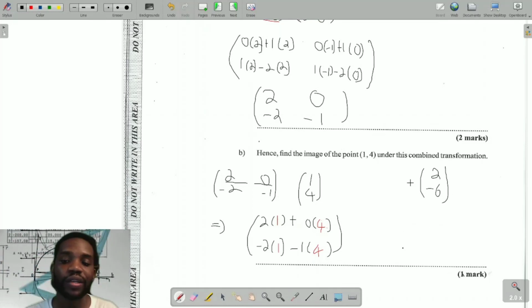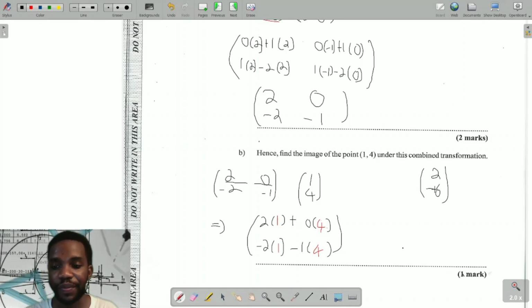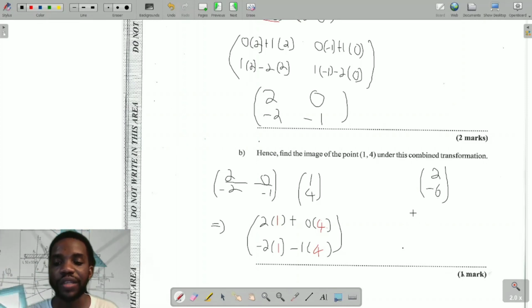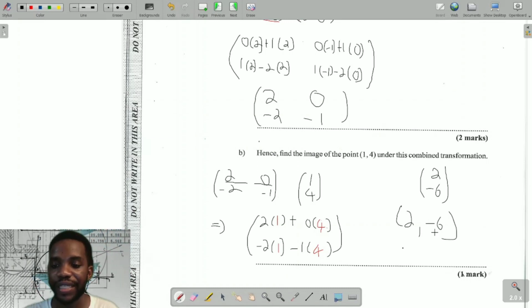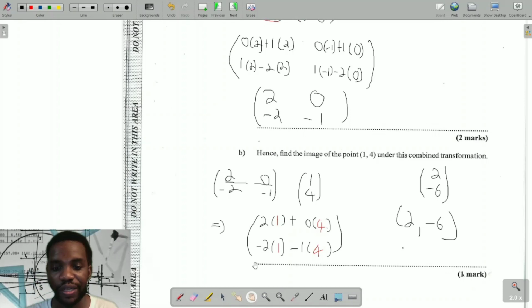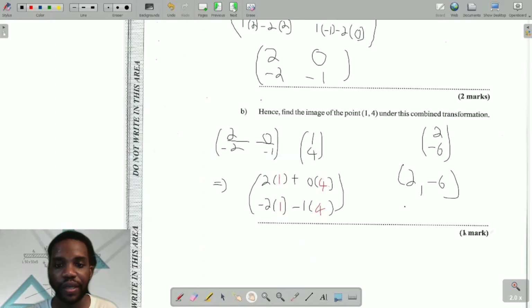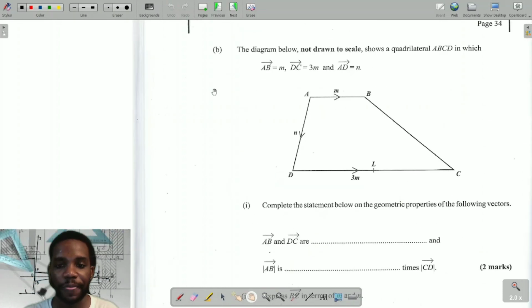Once again, calculator works nicely, but this is in its vector form, or its matrix form. So I want it in its, it says find the image of the point. So I want it back as a point, which means I'm going to put it as 2, comma, minus 6. That is how it looks as a coordinate. Alright, very important that we understand the concept here. Alright, let's go to the next question.